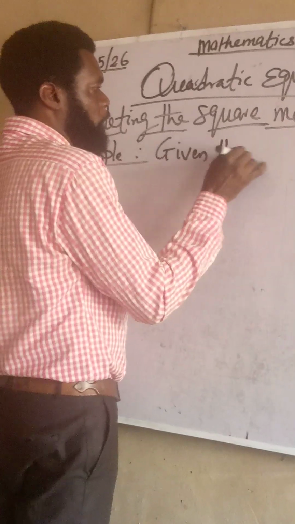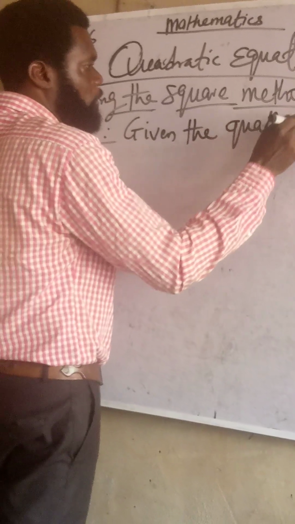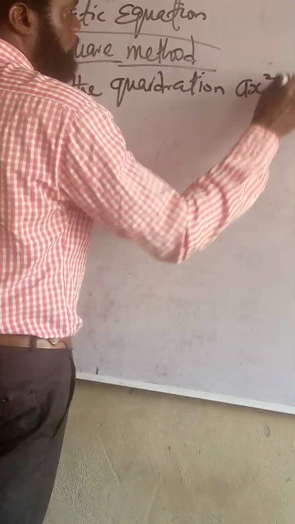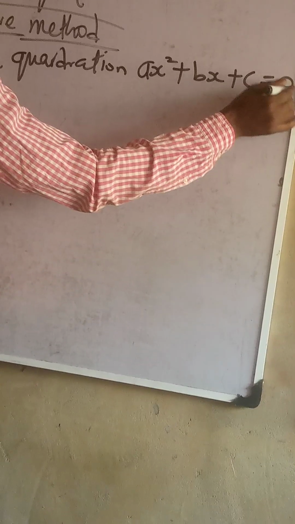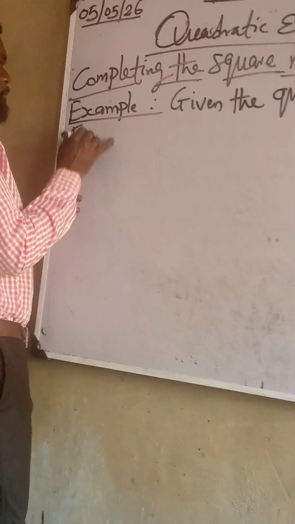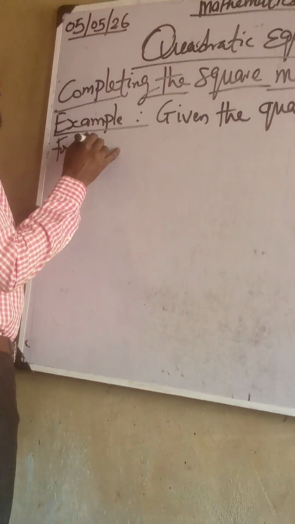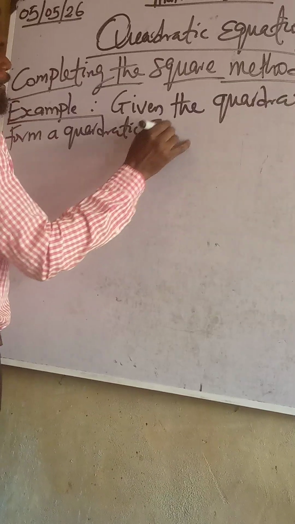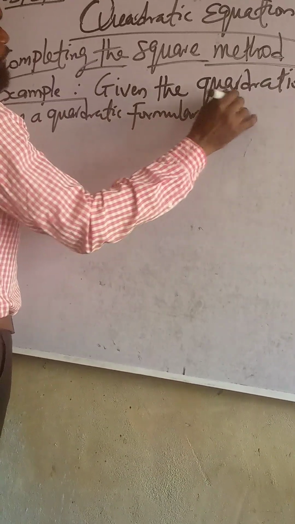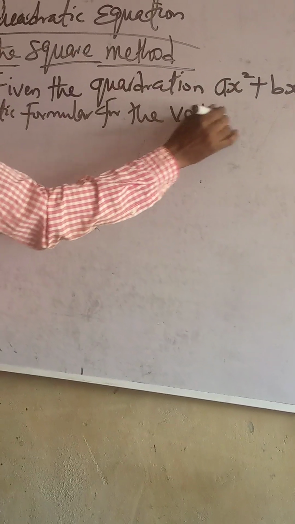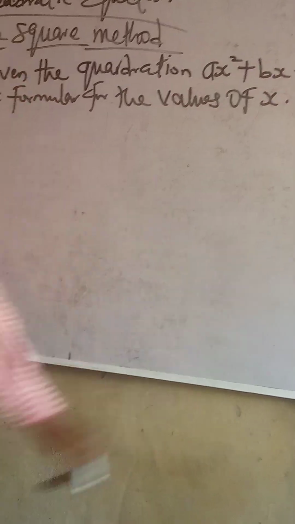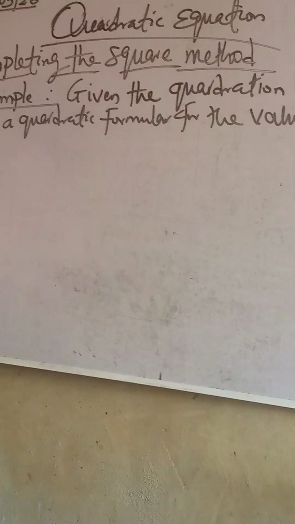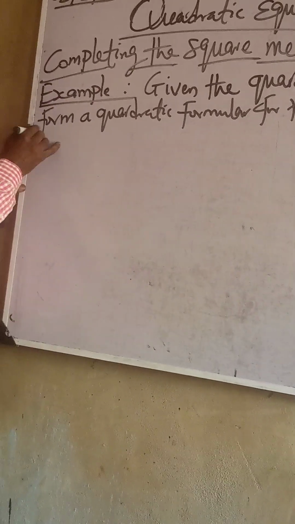Given the quadratic equation ax squared plus bx plus c equal to 0, form the quadratic formula for the values of x, using this particular method, which is called the completing the square method. Now, let's go on to the solution.